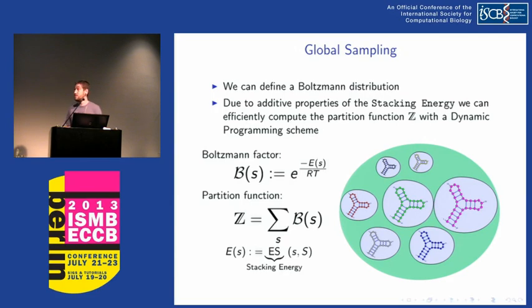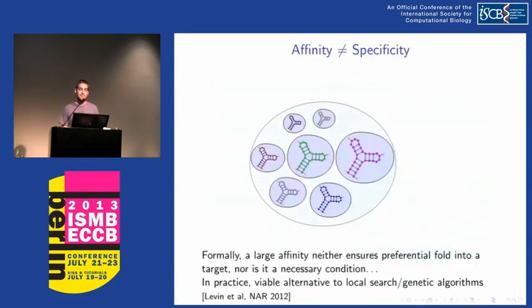And since we have a simple stacking energy model, which is additive, we can use dynamic programming equations to compute them really, really efficiently. And the idea is, if one sequence, such as the pink or green one, has a better affinity for a specific structure, and we then look at the set of structures, we're going to hope that this structure is overly represented. Of course, affinity is not the same thing as specificity.